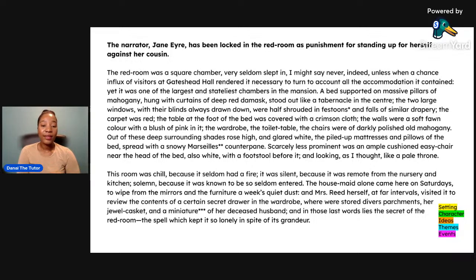And then when it says because it seldom had a fire, it means it hardly had a fire. And there's a repetition of that word. So we can even begin to pick up maybe on a theme there, okay? A particular theme because there's that repetition.